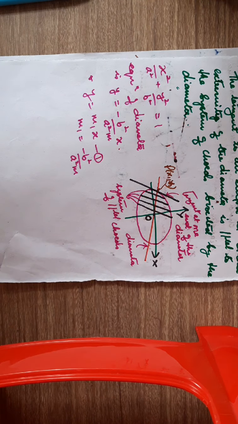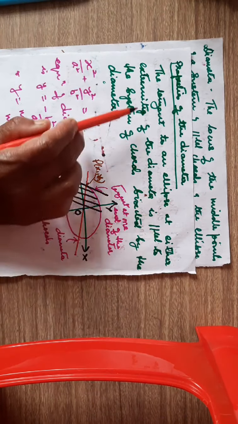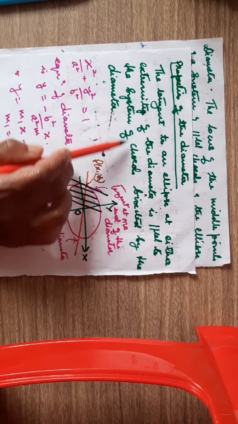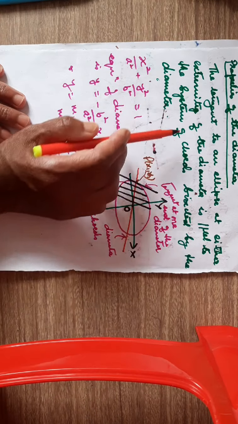Now next, let me come to this one. The next property of the diameter: the tangent to an ellipse at either extremity of a diameter is parallel to the system of chords bisected by the diameter. Now what do you mean by this one?